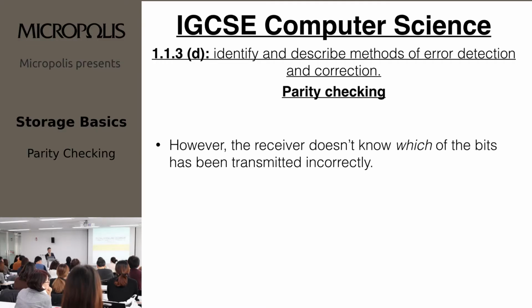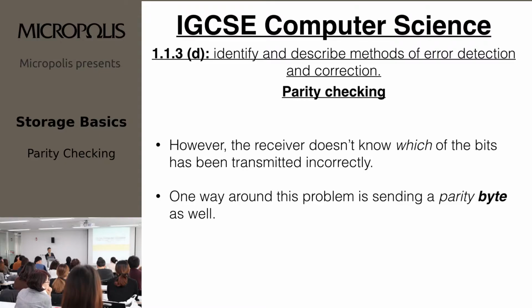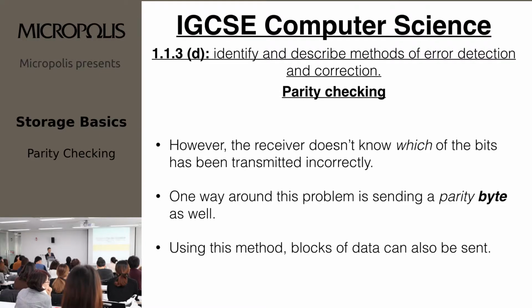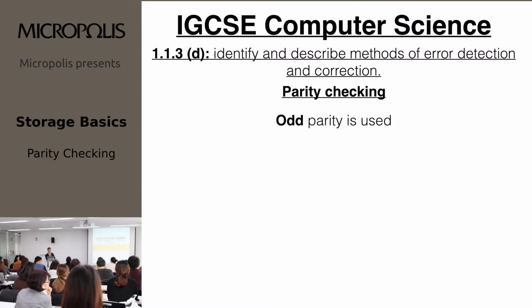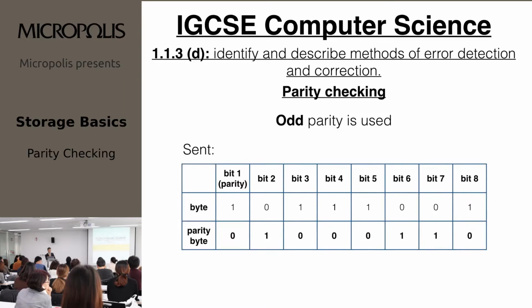But the receiver doesn't know which of the bits has been transmitted incorrectly. One way around this problem is sending a parity byte as well. Using this method, blocks of data can be sent. So odd parity is used here. A parity byte is sent along with the bytes being sent, and of course, this is the parity bit of this byte. I've made the parity byte stand out.